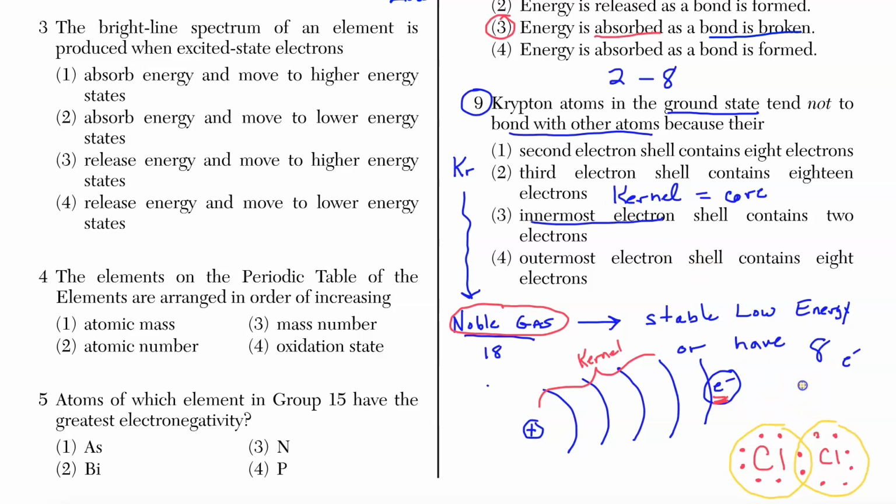By the way, chlorine becomes -1 by gaining 1 more electron. Its outermost is 7. So the driving force why things do what they do is to achieve a low energy, stable electron configuration. So my friends, the answer, or my enemies if you hate this, it's the outermost. So it's the outermost shell that contains 8 electrons.